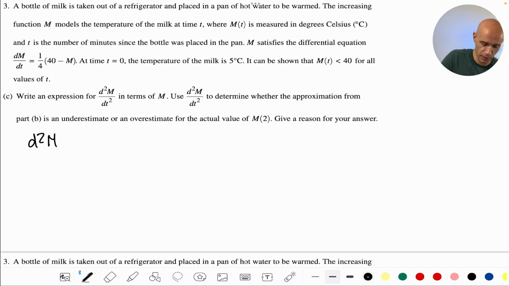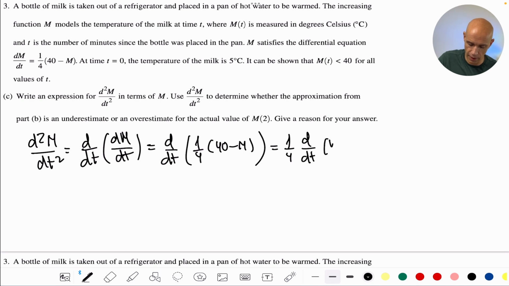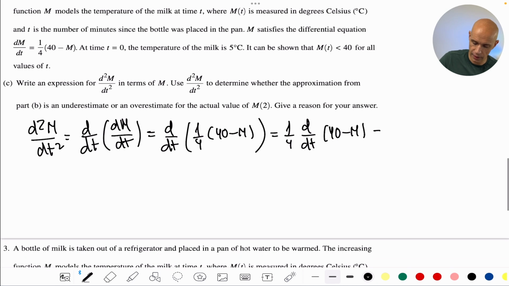So, the second time derivative with respect to the milk is this thing here, of the first derivative. Now, let's be serious about it. So what we have is this thing. You can apply the derivative of a product, and the first term is a constant, so it's going to be like that. And then you have to take the time derivative of this, right? Now, the time derivative of 40 is 0, and minus m gives minus the derivative of m. So what you get is basically 1/4 times minus 1/4 of the derivative of m with respect to t.